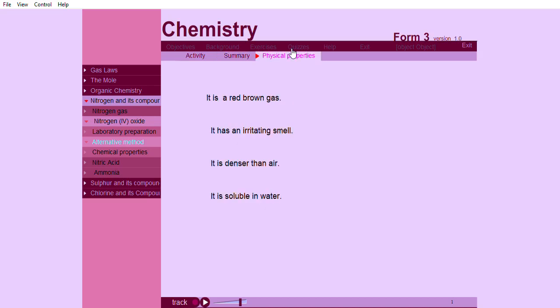It is a red-brown gas. It has an irritating smell. It is denser than air. It is soluble in water.